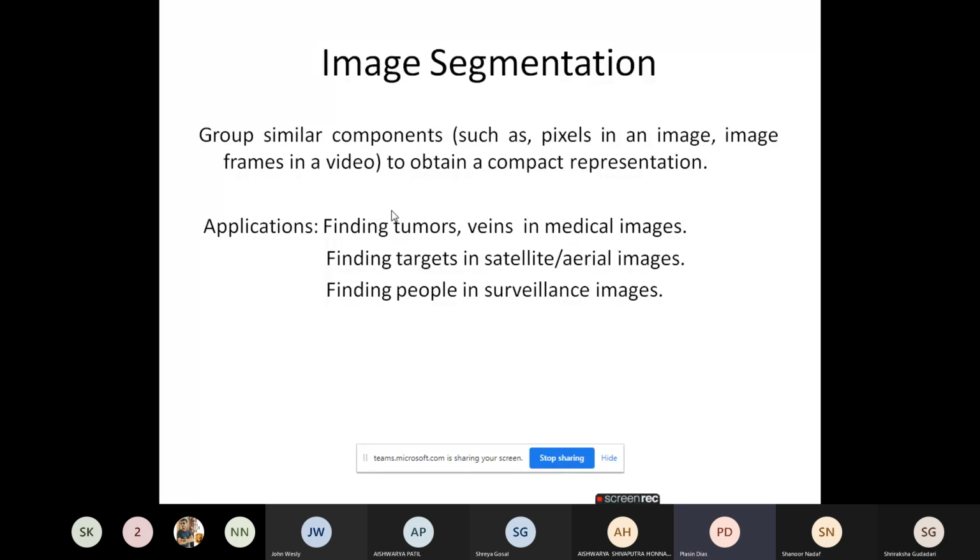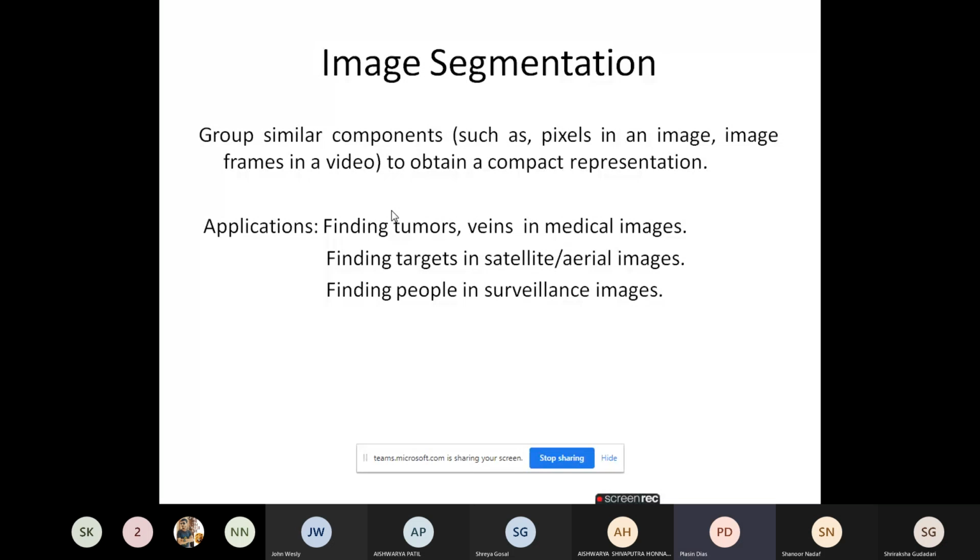It is applicable even in day-to-day life. Whenever you want to have a friendship, you will try to find out whether your nature matches with somebody else, isn't it? So similar components are what we are trying to hunt in a grouping. Here the components are pixels in an image, and when we go for a video, we think of similar image frames, isn't it? So we obtain a compact representation.